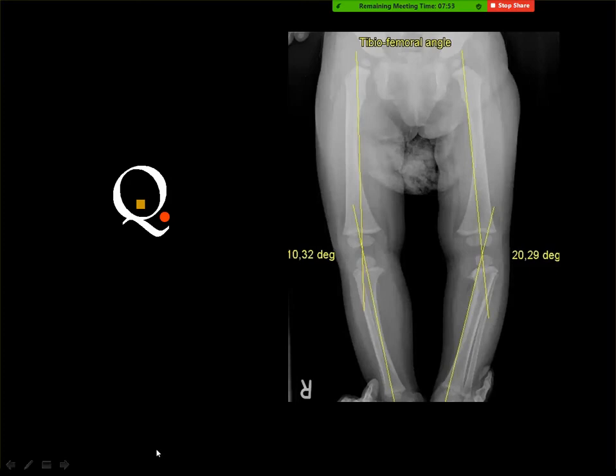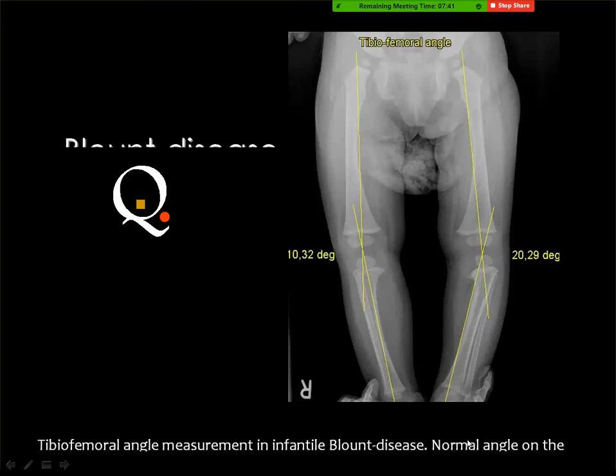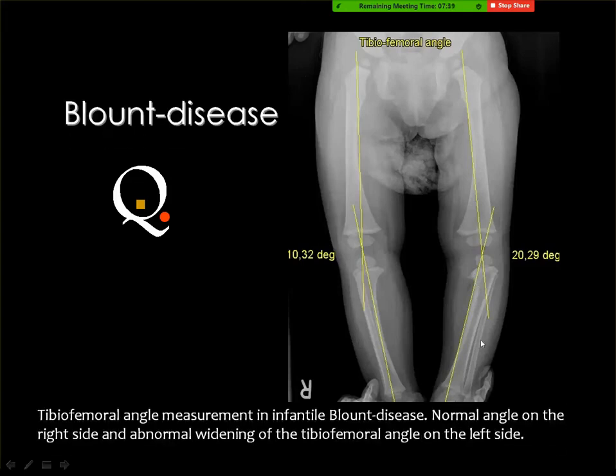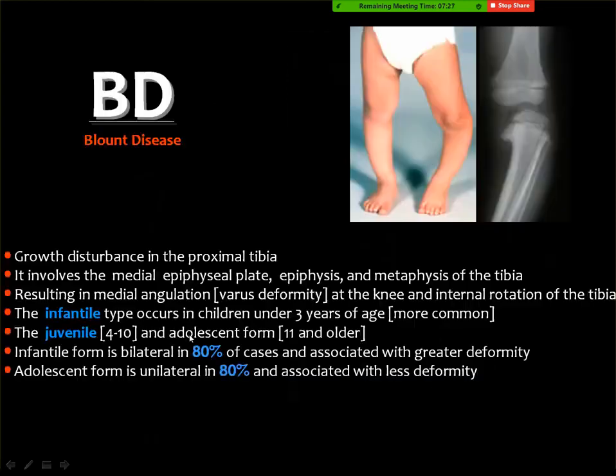This is maybe focal femoral deficiency. No, the femur is good bilaterally, but the disease is here. Blount disease. Yes, and this is Blount disease, which may be unilateral or bilateral, with flattening and peaking of the tibial metaphysis together with affection of the tibial epiphysis.